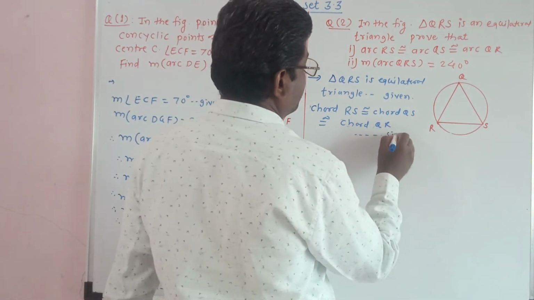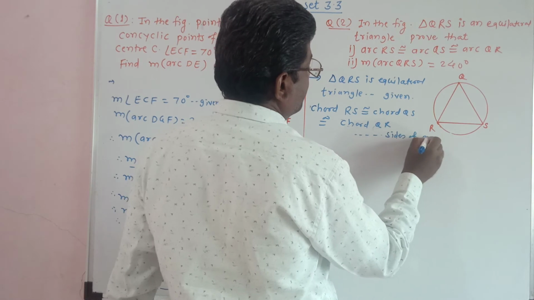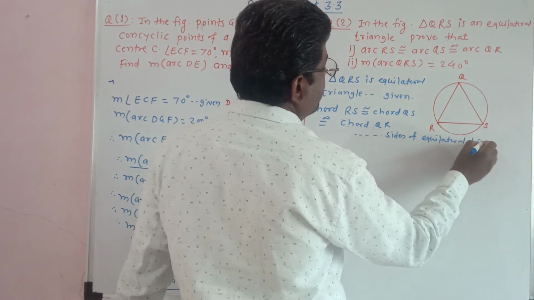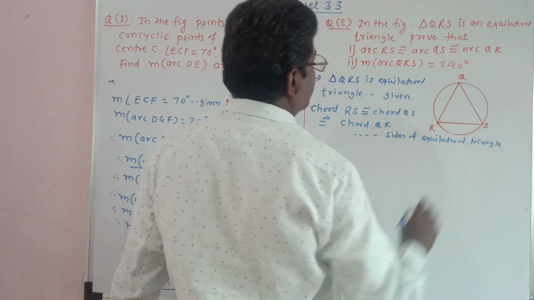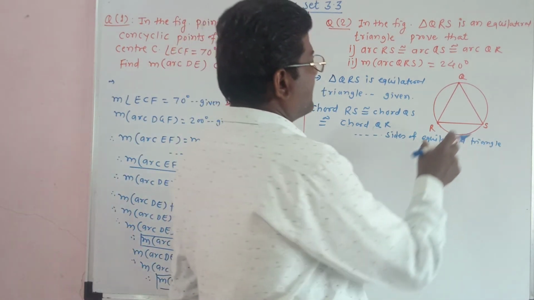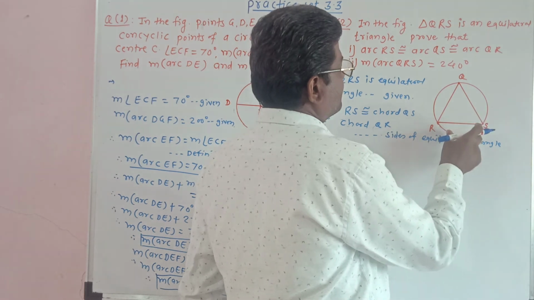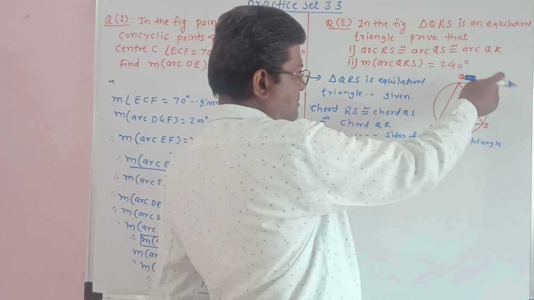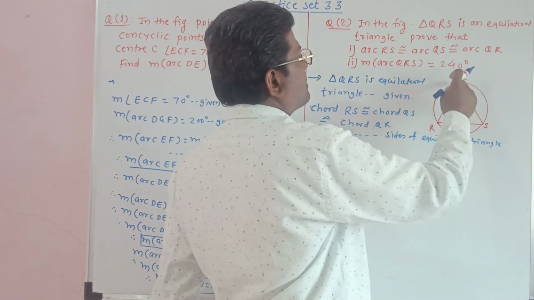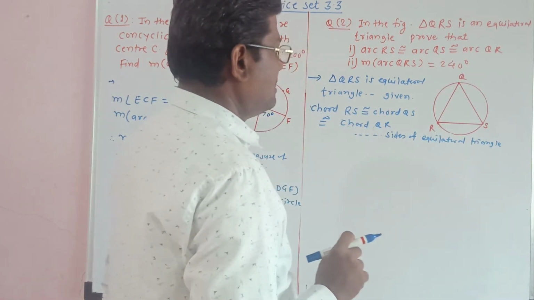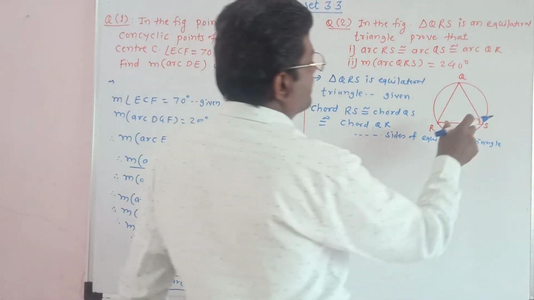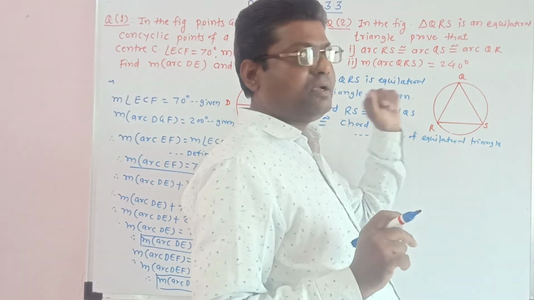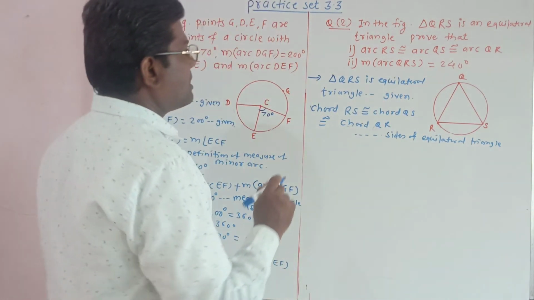Sides of equilateral triangle. Now these chords correspond to these arcs. This chord corresponds to this arc. This chord corresponds to this arc. If the chords are congruent, then their corresponding arcs are also congruent.